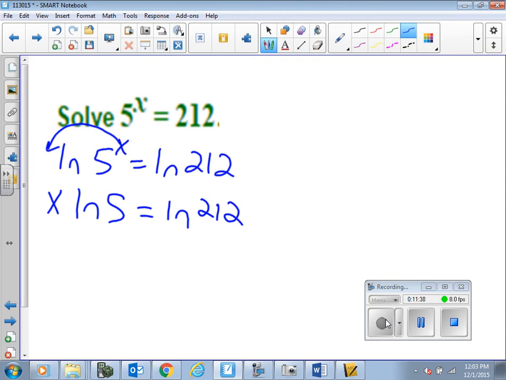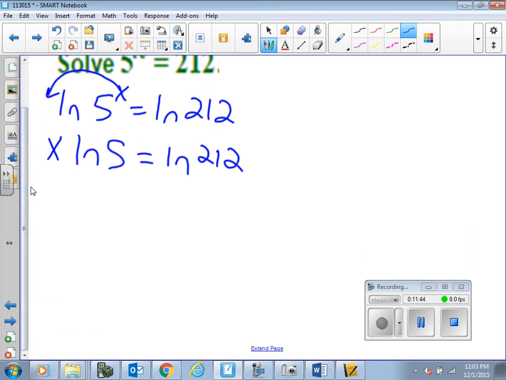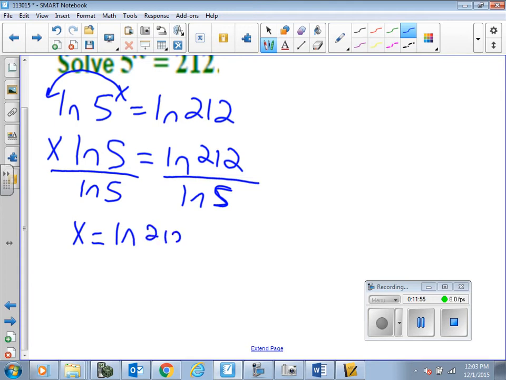Now what would be the next step? Divide. We want to divide by the natural log of 5, divide by the natural log of 5, and we get x is equal to the natural log of 212 divided by the natural log of 5. Now we put that in the calculator.